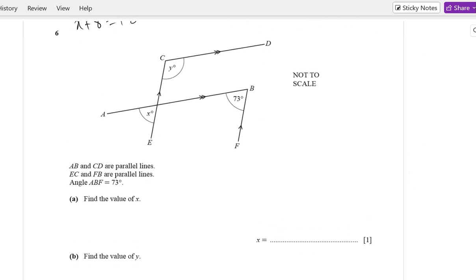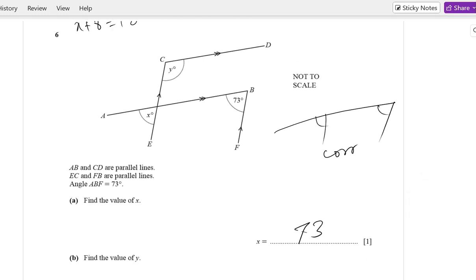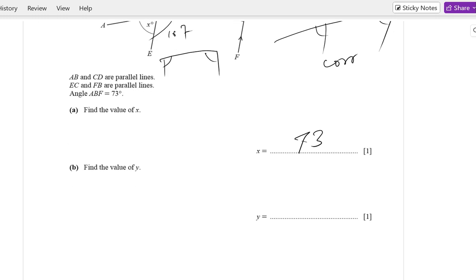Find the value of x. You can see these are corresponding angles. So x is 73. Y, if this would be then, as it is a straight line or these are interior supplementary angles, in both cases you need to subtract from 180, 107. And now this time this is an F corresponding angle. So your Y is 107.